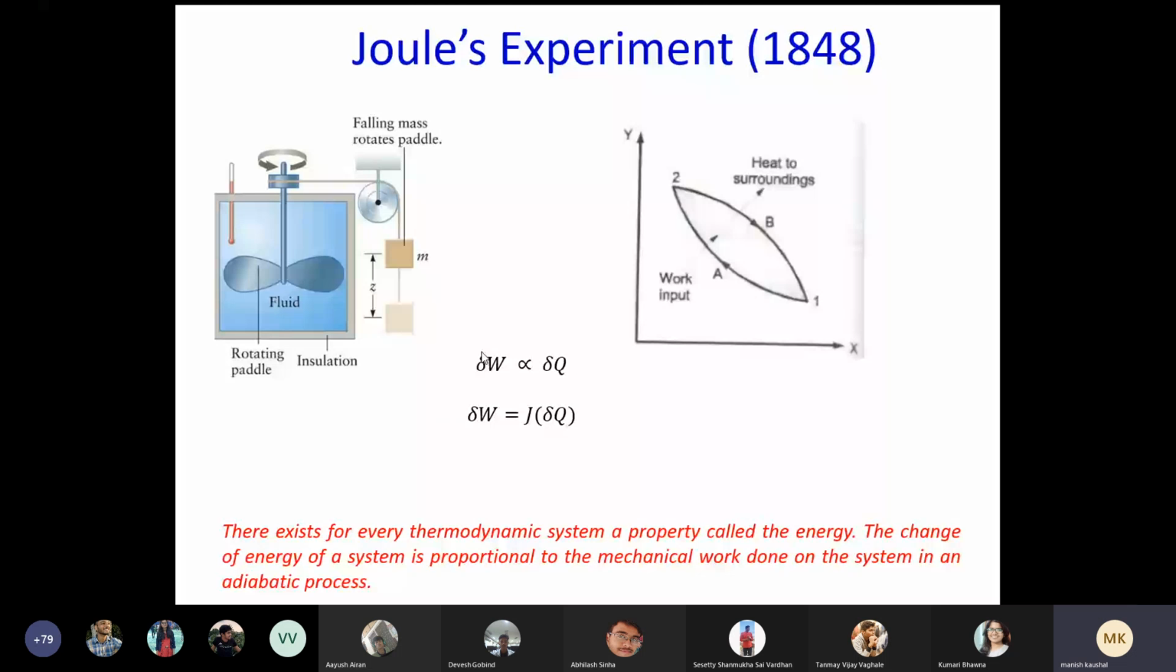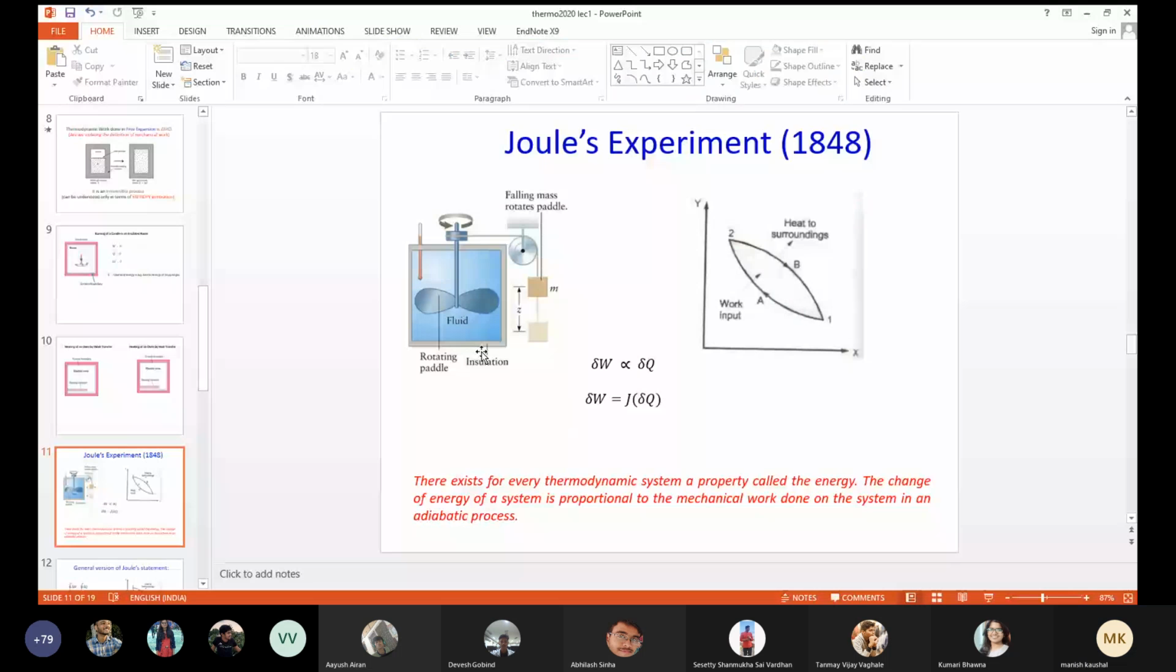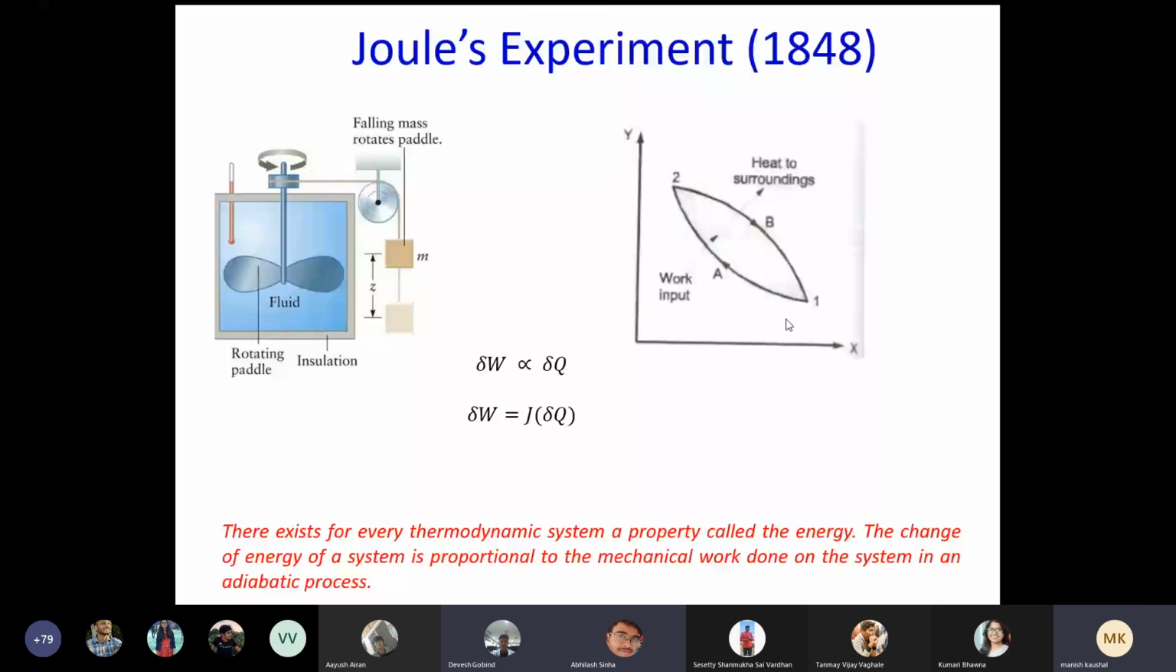How can we measure Q? By the way, follow me. How can we measure Q? Or how did Joule measure Q? Just think from Joule's point of view. Change in temperature. So how do we calculate change in temperature? Then how do we calculate Q? I mean dou Q.